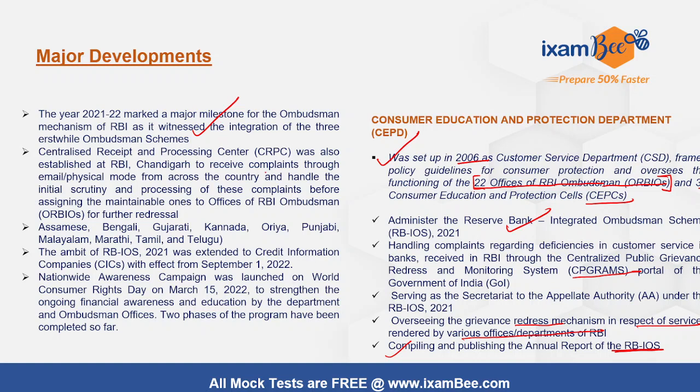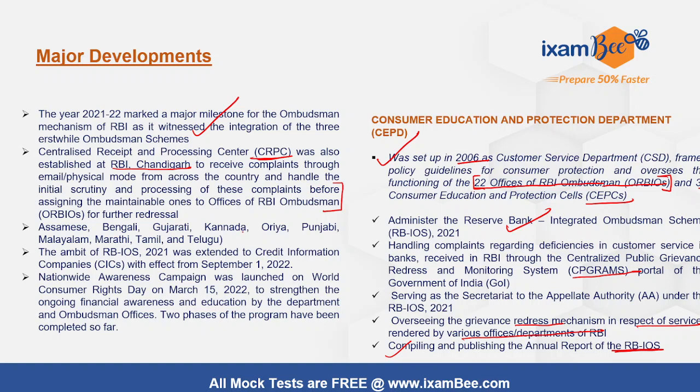And also one major development is that the Centralized Receipt and Processing Center, CRPC, is established at RBI Chandigarh. It is a one-stop physical location to receive complaints through physical mode or through emails from across the country. Whatever complaints are received at this center are segregated into maintainable and non-maintainable ones. Only maintainable complaints are sent further for redressal to the RBI Ombudsman offices.